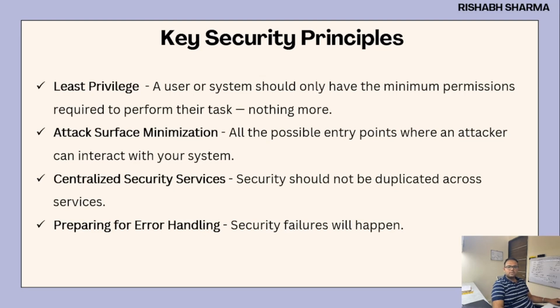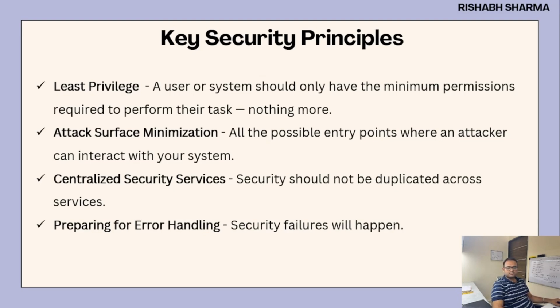The first one is least privilege. This is one of the most fundamental security principles. Least privilege means a user or a system should only have the minimum permissions required to perform their task, nothing more. If I take an example, a normal user should not have admin privileges, or a read-only API should not have write access to the database. And in Spring Security, we implement this using roles, authorities, method level security, and fine-grained access rules.